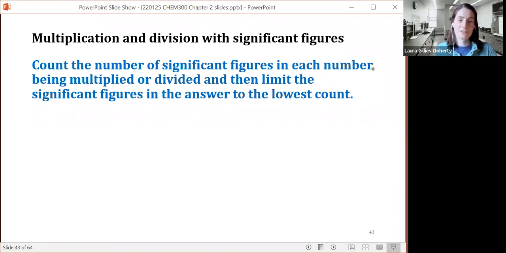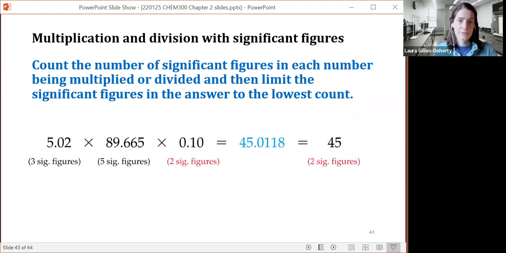Okay. Next, we're going to talk about multiplication and division with sig figs. When you're doing multiplication and division with numbers that have sig figs and exact numbers, you want to count the number of significant figures in each number that you're multiplying or dividing, and then you limit the sig figs in the answer to the lowest count. So let's say we have 5.02 times 89.665 times 0.10. You put it into your calculator, and your calculator doesn't know how to count sig figs. So it's up to you as the scientist to count the sig figs and then report your final answer with the correct number of sig figs.